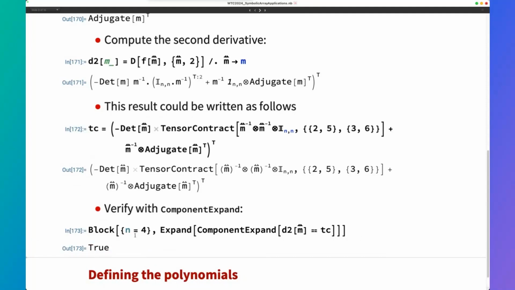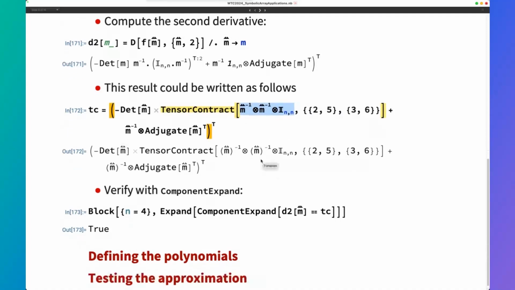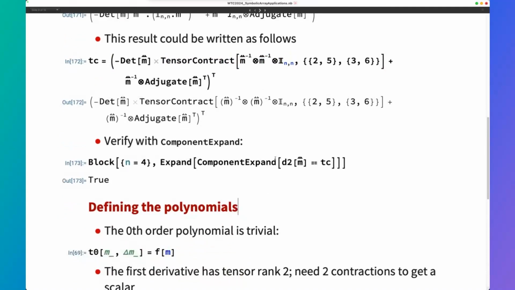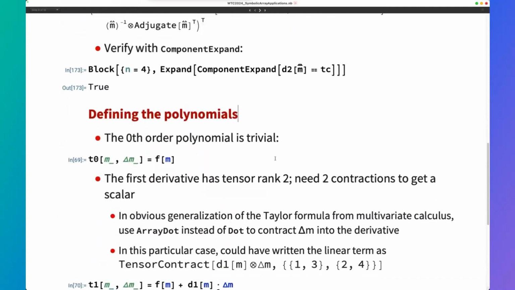Went down to n equals 4 and 10 instead of n equals 10 because we have a rank 8 tensor here. So the number of components grows quite quickly. I don't recommend expanding this out into 10 million, 100 million components.